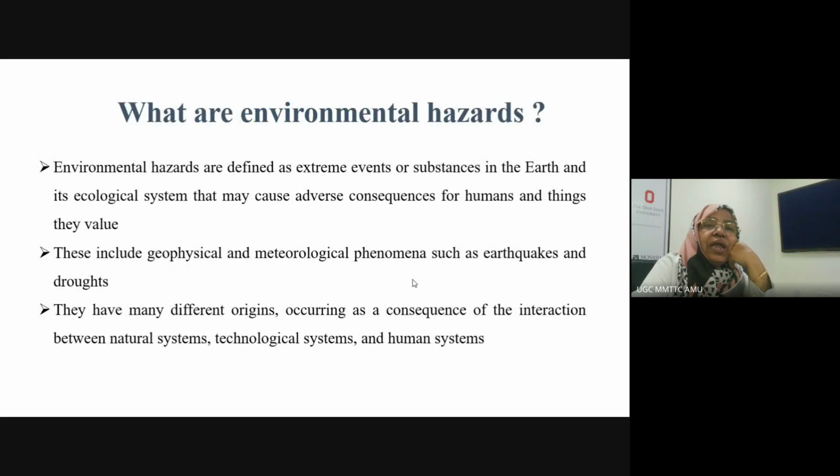What are the environmental hazards? Environmental hazards are defined as extreme events or substances in the earth and its ecological system that may cause adverse consequences for humans and things they value. These include geophysical and meteorological phenomena such as earthquakes and droughts. They have many different origins occurring as a consequence of the interaction between natural systems, technological system, and human system, जो हमने अभी बात की थी.